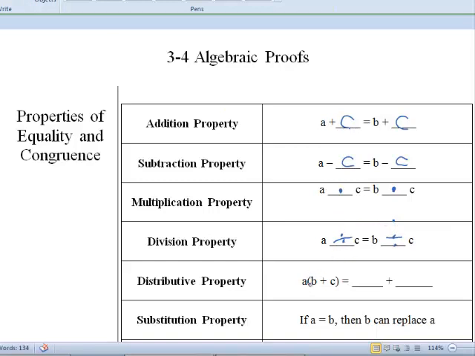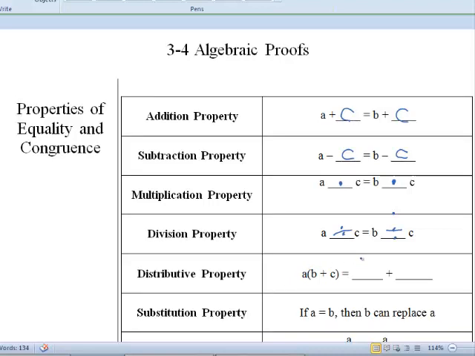All right, the distributive property, you know what distribute is. If I have a times b plus c, I can distribute that a to the b and the a to the c. So that's going to be equal to a times b plus a times c. Again, the distributive property, you already know it. The substitution property, again, you already know this. If a is equal to b, then b can replace a. So if I have an equation or an expression and it says that something is equal to x, then x can replace what that something is.